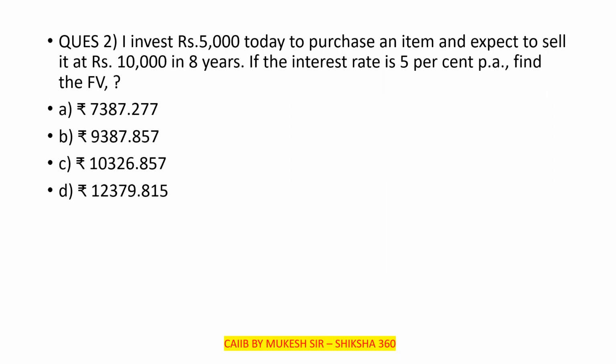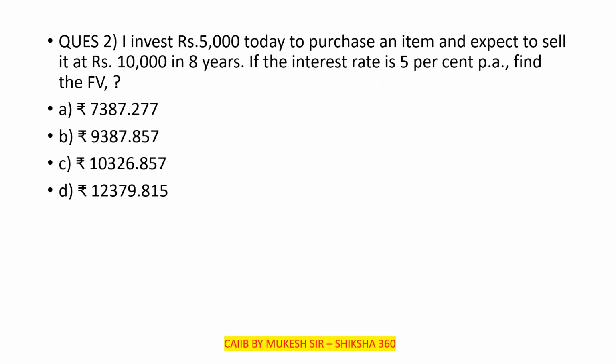Presently we are purchasing an item of rupees 5,000, and we are expecting that we will sell that item at rupees 10,000 in 8 years. So in 8 years we earn double from that, or we are selling that article at double the amount at which we purchased it. If the interest rate is 5% per annum, find the future value.